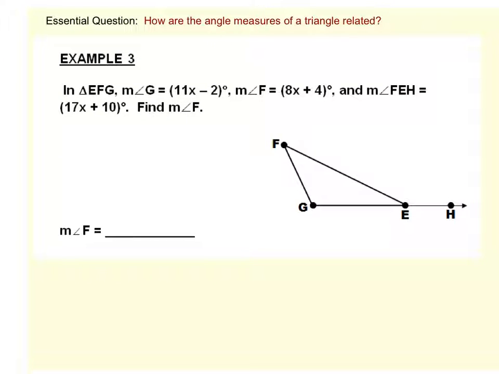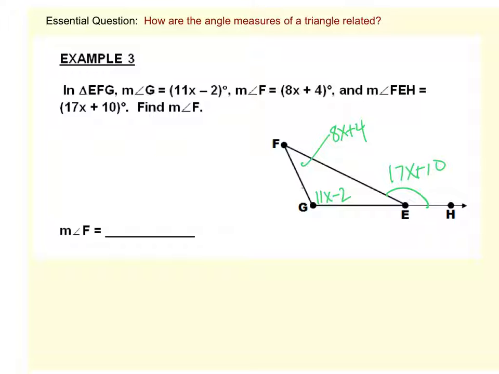So same idea. This one's just getting a little more complicated. G is 11x minus 2. F is 8x plus 4. FEH, so this outside, is 17x plus 10. And they want us to find measure F.